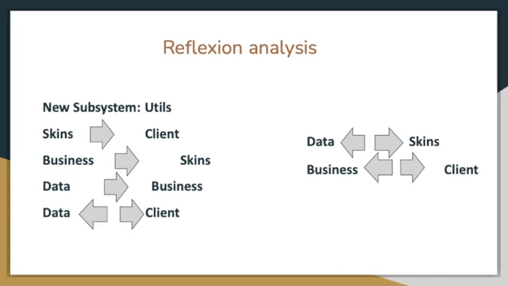Finally, the metadata and the views directory of the data layer are also bidirectionally connected to the GUI elements, Window Manager, and the user input directories of the skins layer. Next is a new bidirectional dependency between the business layer and the client layer.